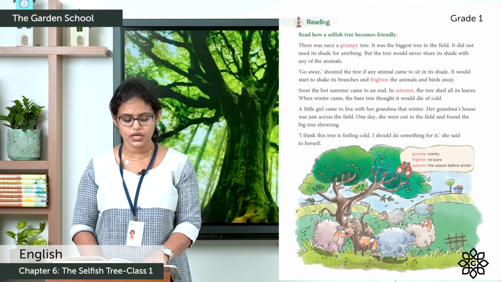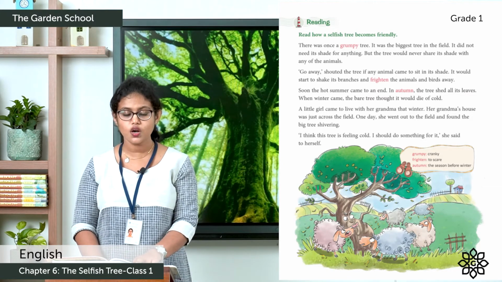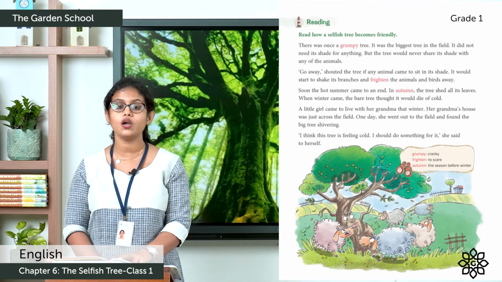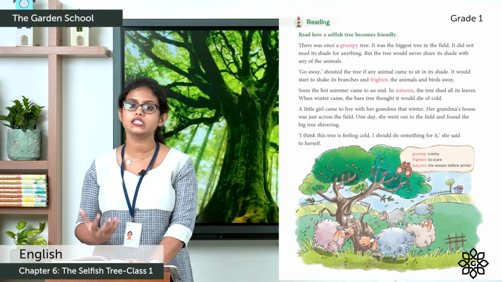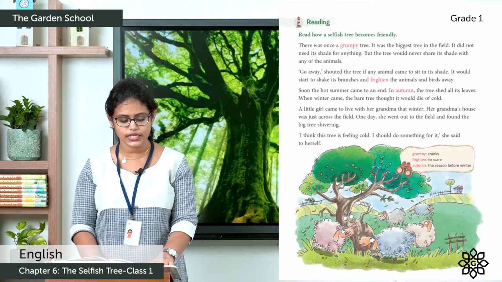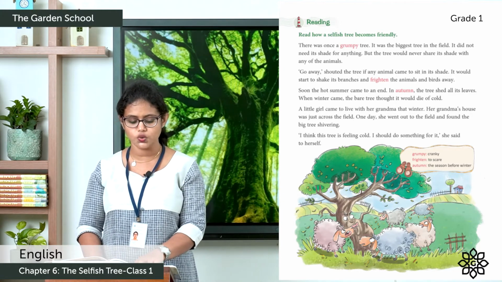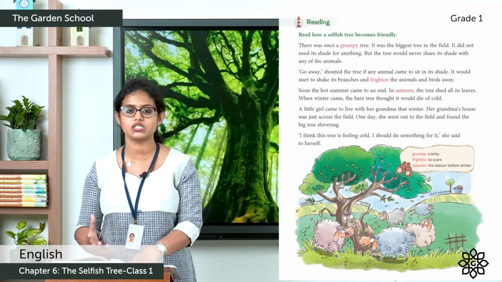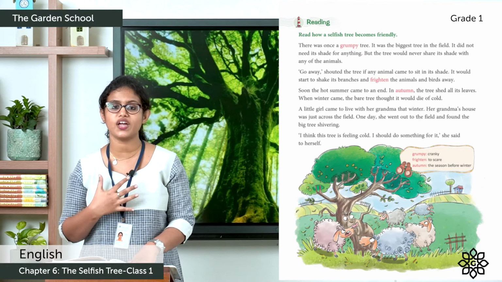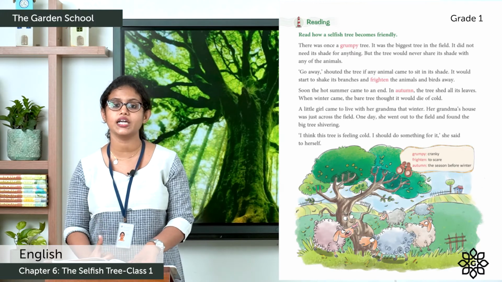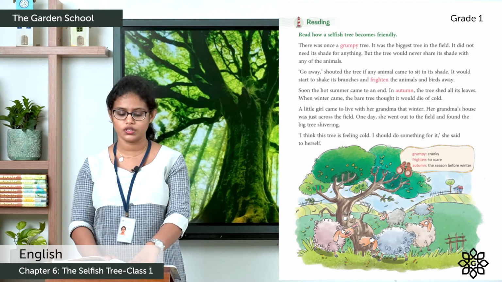Soon the hot summer came to an end. In autumn, the tree shed all its leaves. So what happens during the autumn season? It sheds its leaves. When winter came, the bare tree thought it could die of cold. So winter is the season when it is very cold. And the tree was very scared that it would die of the extreme cold.